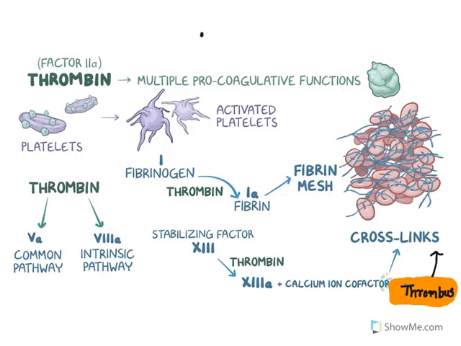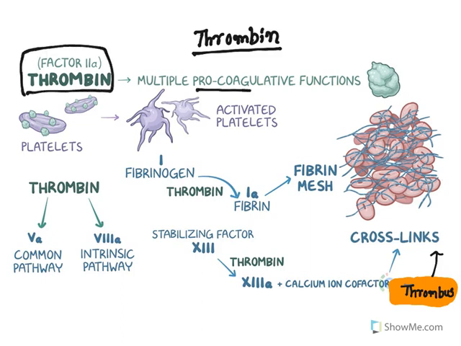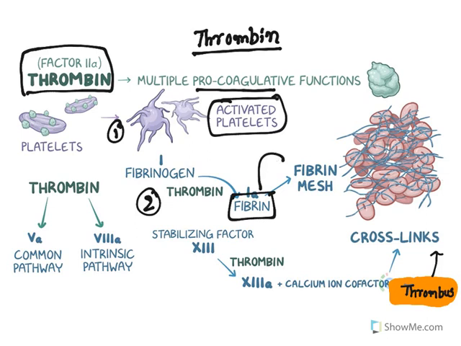Now let us look at thrombin. Before understanding thrombin inhibitors, let us understand the functions of thrombin. Thrombin has multiple procoagulative functions. The first one is it activates platelets. Second one, it forms fibrin. That is what is responsible for forming the coagulation fibrin mass.